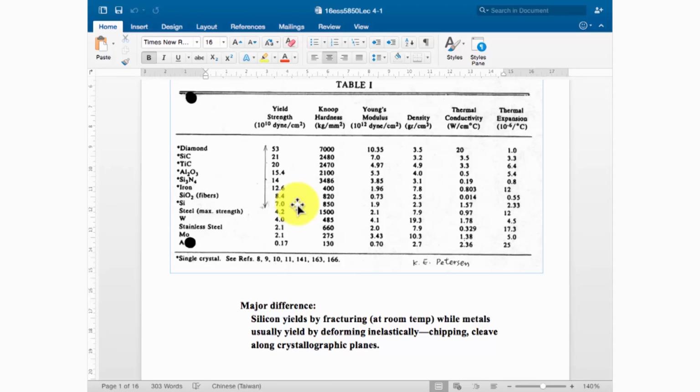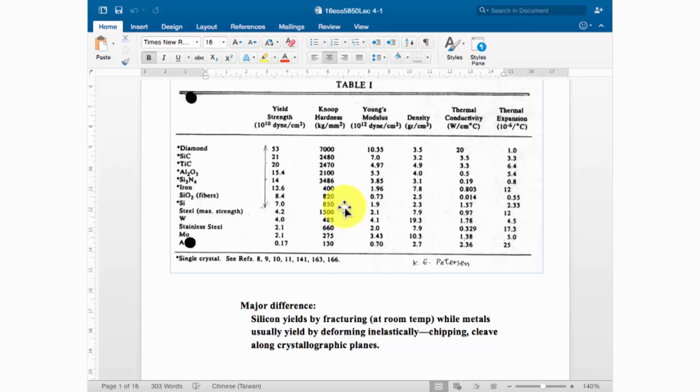Now we compare the silicon property, but if you have only one property, it's not good for all kinds of applications. So you need to consider different properties as well. The second property will be the hardness. As you know, the hardest material is diamond. Diamond gives the value 70,000 here, and the silicon is only 850.